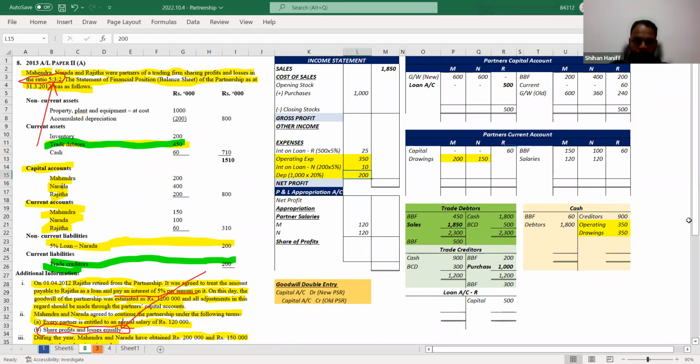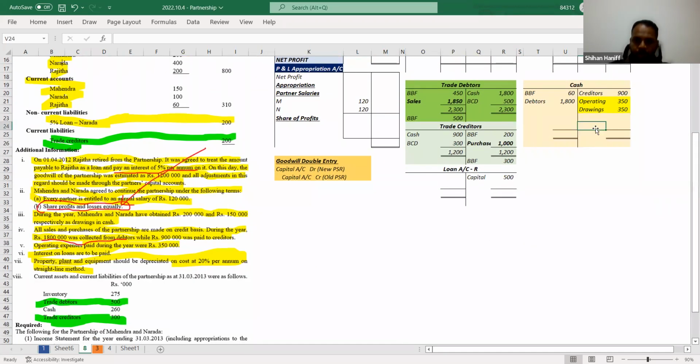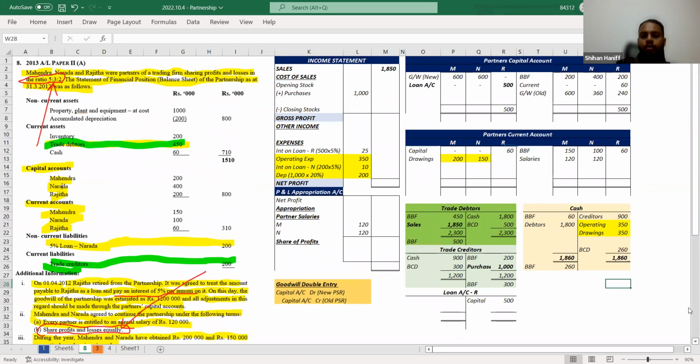So we have covered almost everything. Cash closing balance is 260. If you balance the cash, the debit side total is 1,860. Credit side total is also 1,860. So there is no difference. But sometimes you might have to find out the closing balance, or sometimes there can be differences in the debit or credit side. So here there is no difference.